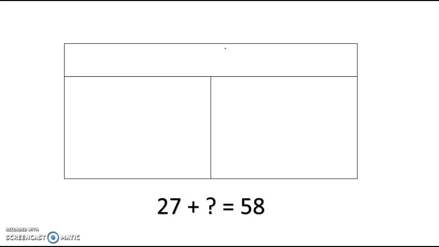You can represent this problem using a bar model. So we know that our total altogether is 58. We know one of our add-ins is 27. This is what he starts with. We don't know how many he adds. Now we know that when we use a bar model, we can switch the numbers around. We can use addition or subtraction to find any of the missing numbers.